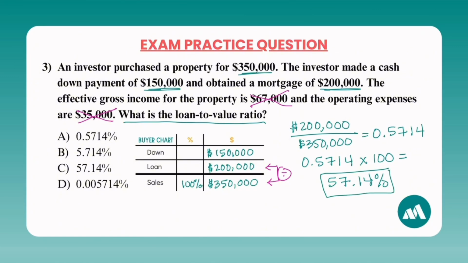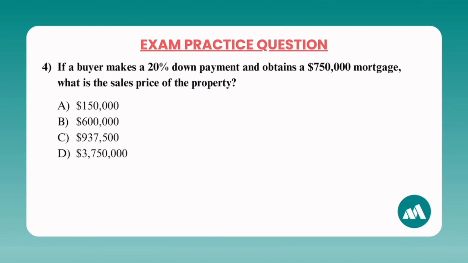So the answer here is C. Number 4, if a buyer makes a 20% down payment and obtains a $750,000 mortgage, what is the sales price of the property? So this is one of the questions I feel that really shows how powerful the DLS chart is. So let's bring it out.